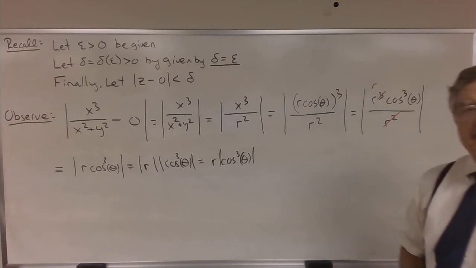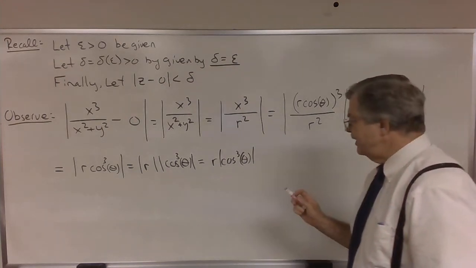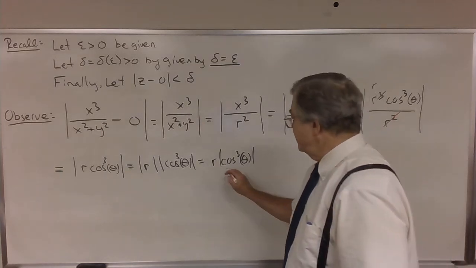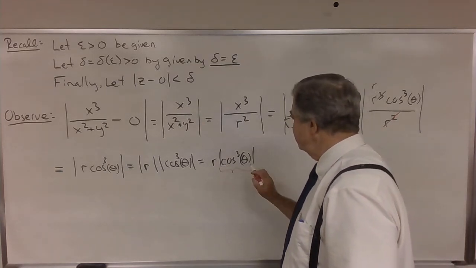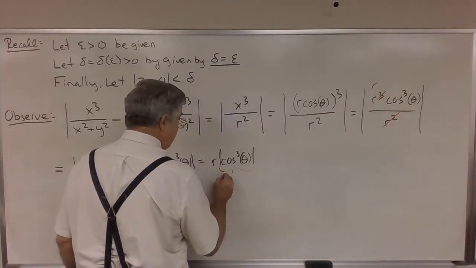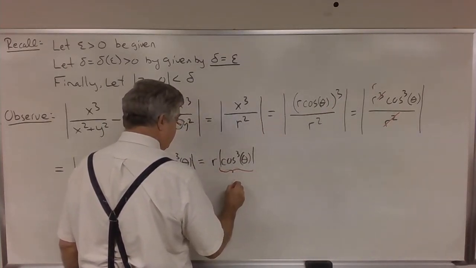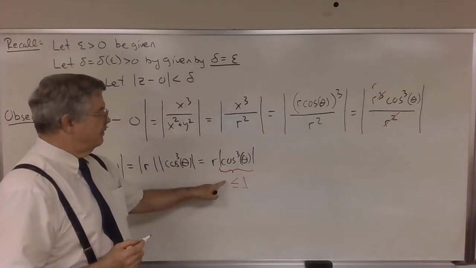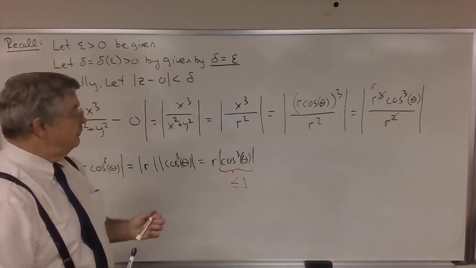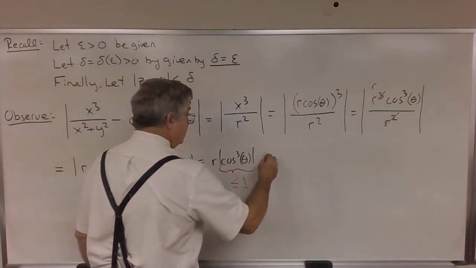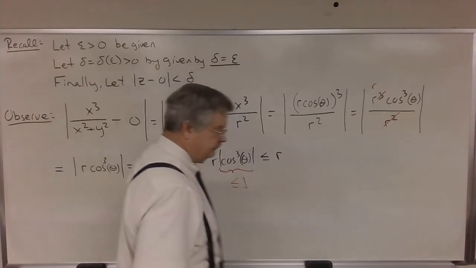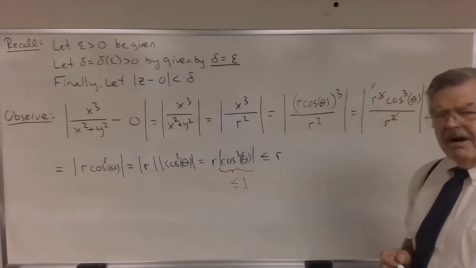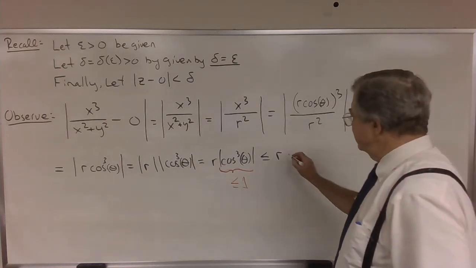Oh yeah, and I remember now in our scratch work we said the absolute value of cosine is never greater than 1. So the absolute value of cosine cubed is never greater than 1 either. This thing is less than or equal to 1, greater than or equal to 0. So I can write less than or equal to r. And r is the modulus of z, isn't it?